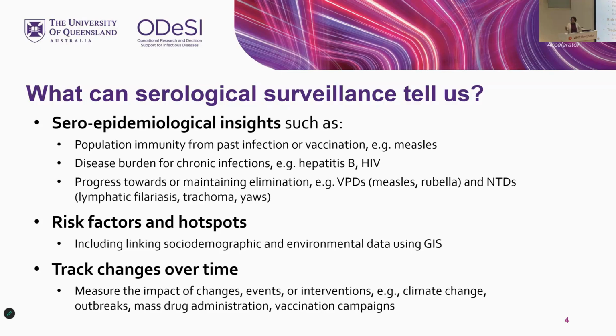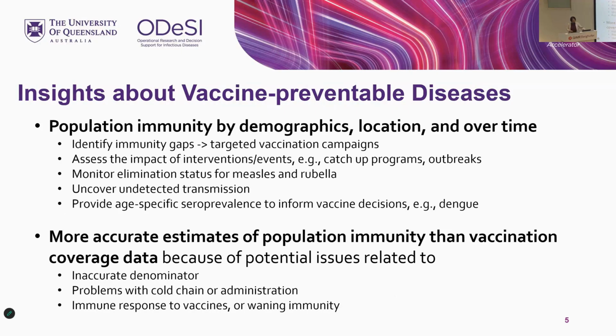So these interventions can be things like vaccination programs, mass drug administration programs, or after an outbreak or some other event. And then more slowly, there are things like the impact of climate change on infectious diseases. We can look at that over time, but that's a more slowly progressing thing.